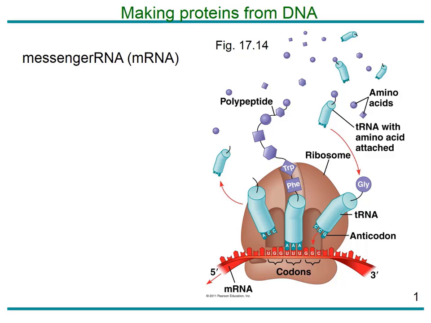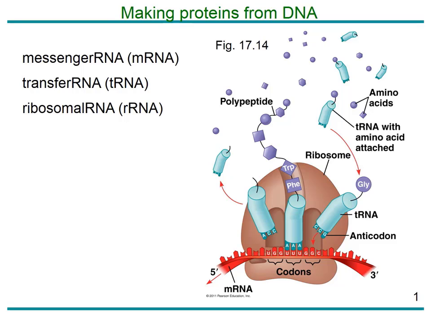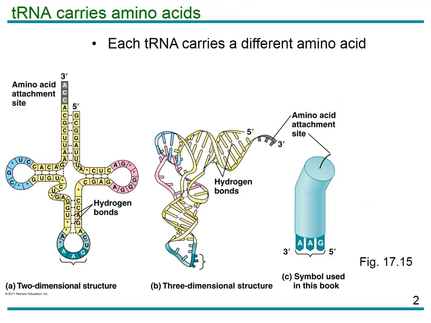How do we make a protein then from that mRNA? Well, first we need more RNAs. So we start with our mRNA, we need to add our transfer RNA, or tRNA, and ribosomal RNA, or rRNA. So if our messenger RNA, our mRNA, has the code to make the protein, our tRNA, or transfer RNA, is the RNA that carries the amino acids that are going to be used to make our new protein. Now, each tRNA carries a different amino acid.